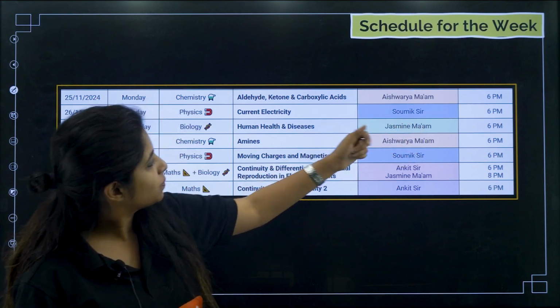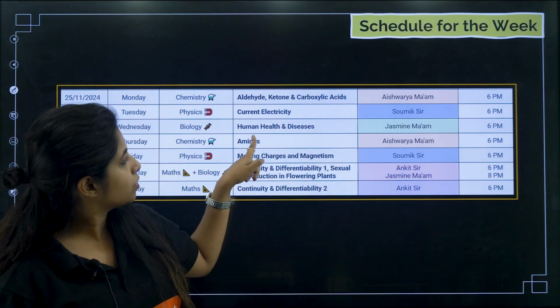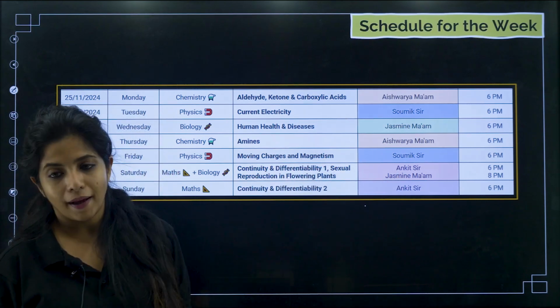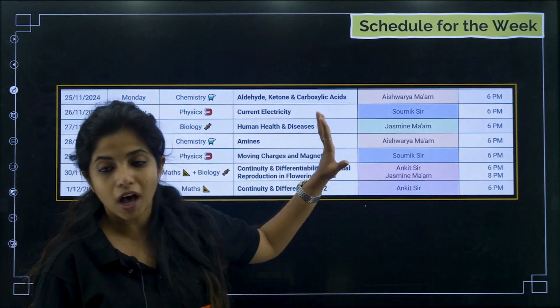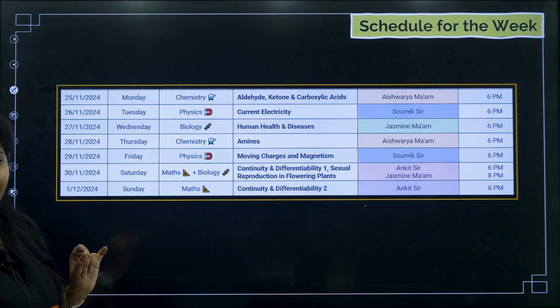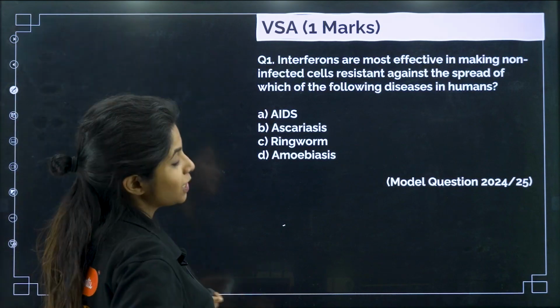And one more thing, if you want to know the schedule for the week, this is the schedule. Today Jasmine Ma'am is going to take Human Health and Diseases. After this, Aishwarya Ma'am will do chemistry, then physics, then math with bio, and then math again. So you have the timings, you have everything. If you want to take the screenshot, you can take it. And don't take this particular series lightly. This is a very important series, I'm telling you.